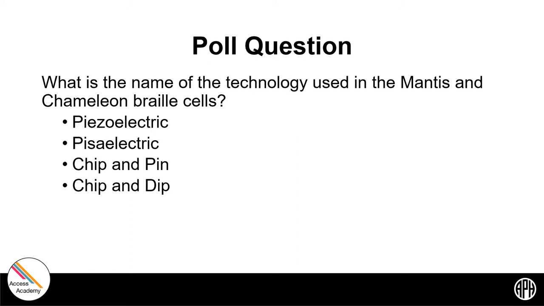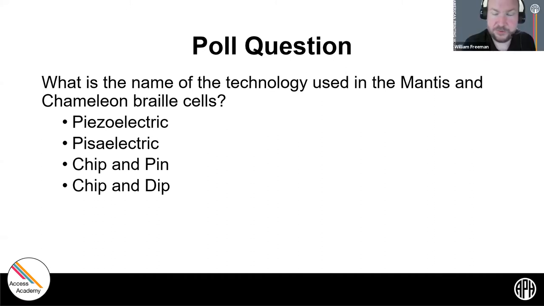So we've had about 62% vote in our poll. Take another second to look at that poll question before we move on. And if you can't access the poll for any reason, feel free to drop your response in the chat. So with 63% having voted, what is the name of the technology used in the Mantis and Chameleon Braille cells? 10% said chip and pin, 8% said Pisa electric, and 82% said piezoelectric. William, what was the correct answer? The correct answer is piezoelectric.